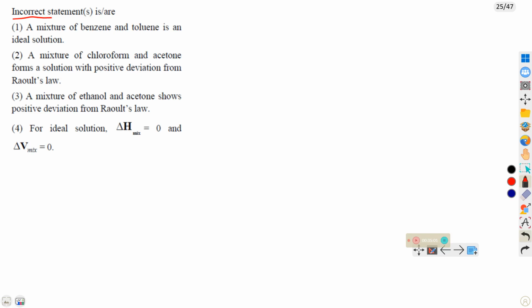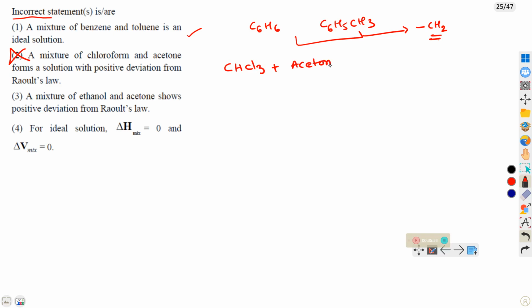Incorrect statement. Mixture of benzene and toluene is an ideal solution. Correct. Benzene formula C6H6, toluene formula C6H5CH3. Both formulas differ by a CH2 group, so it is considered as an ideal solution. A mixture of chloroform and acetone forms a solution with positive deviation from Raoult's law. This is incorrect. Chloroform and acetone show negative deviation. Positive deviation example, ethyl alcohol and acetone.